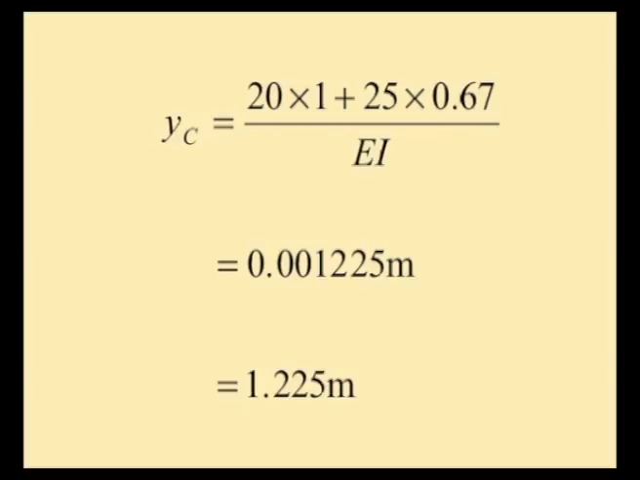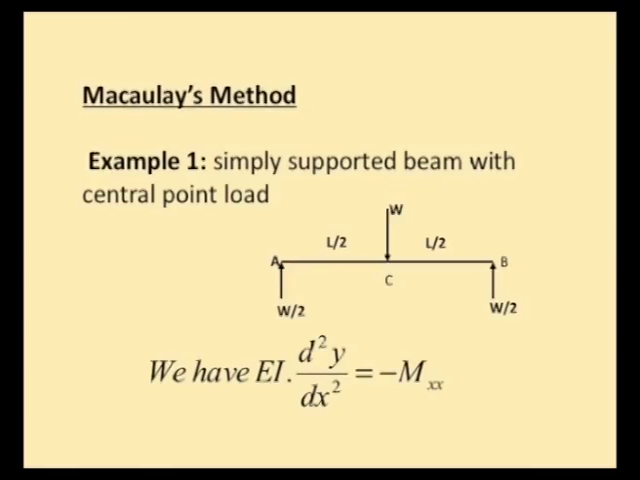So, this is how we should compute the slope and deflection by moment area method. Next, we will see the concept of arriving at slope and deflection in the case of simply supported beams. And for simply supported beams, the easiest method is Macaulay's method. In this example, we will see how Macaulay's method, which is a refined double integration method, is applied to a simply supported beam.